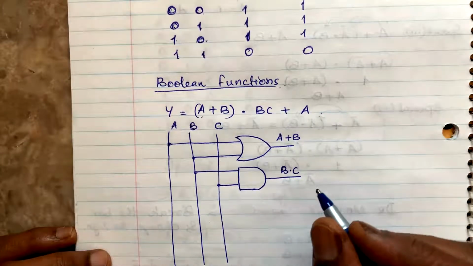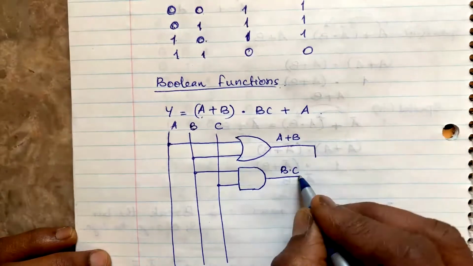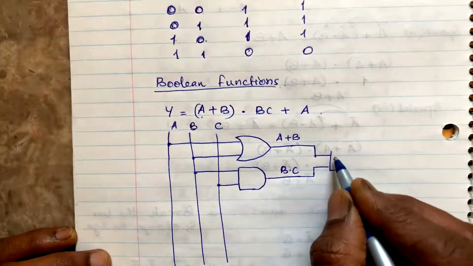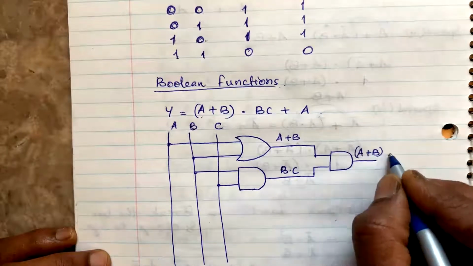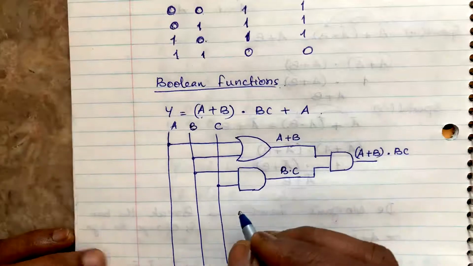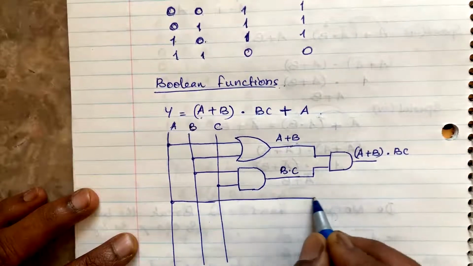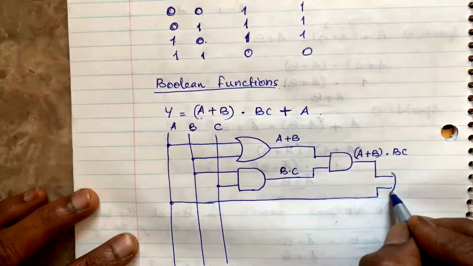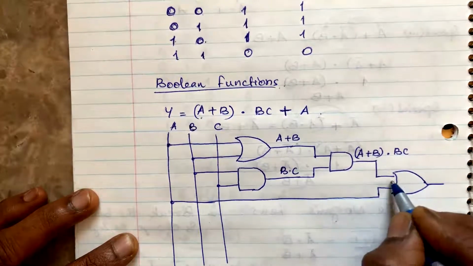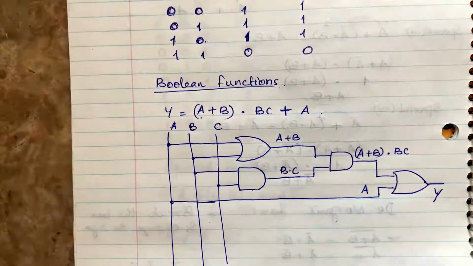Now for this (A plus B) dot BC, I have to send these two outputs again through an AND gate. I multiply it here. So I have here (A plus B) dot BC. Now I have to add it with A. So I take from here, from the line A, and since it's addition, I send it through an OR gate. So this is A, and here what I have is Y. Y is now (A plus B) dot BC plus A.